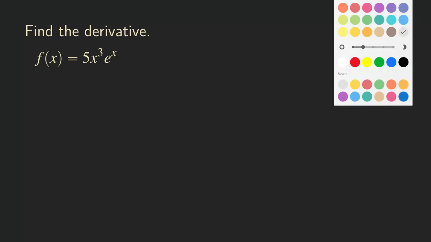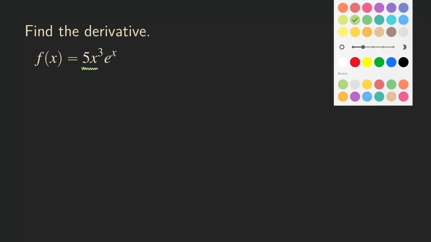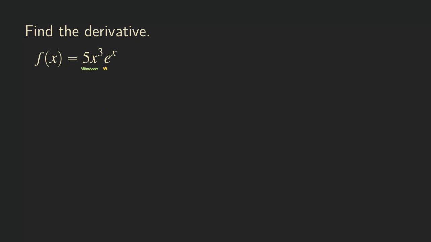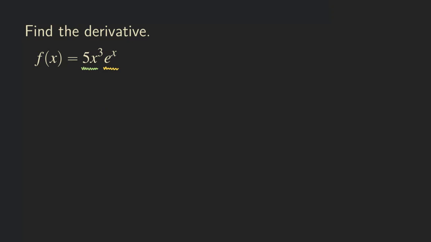First, I'm just going to highlight the function right here so that you can see it. One function is actually the 5x to the third, right? So that's one function. And then the other function is just the e to the x. So we get e to the x over there. Okay. And now we are going to start taking the derivative.